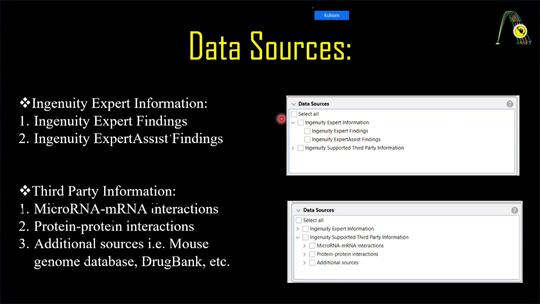So you can select from either expert findings, expert assist findings, or both at the same time. You have that option. In addition, there's also third-party information, which is not directly from IPA. IPA has partnerships with other companies, with other data sources that they also pull their information from. So you're also able to either include or exclude that information. The options they give you for including or excluding are microRNA, mRNA interactions, protein-protein interactions, as well as additional sources. These additional sources include things such as the mouse genome database and the drug bank, etc. This is not an exhaustive list by any measure, but these are some examples of additional sources that they include.